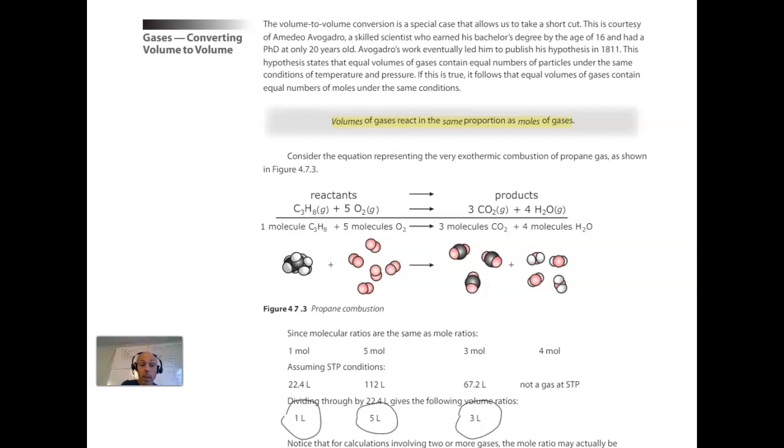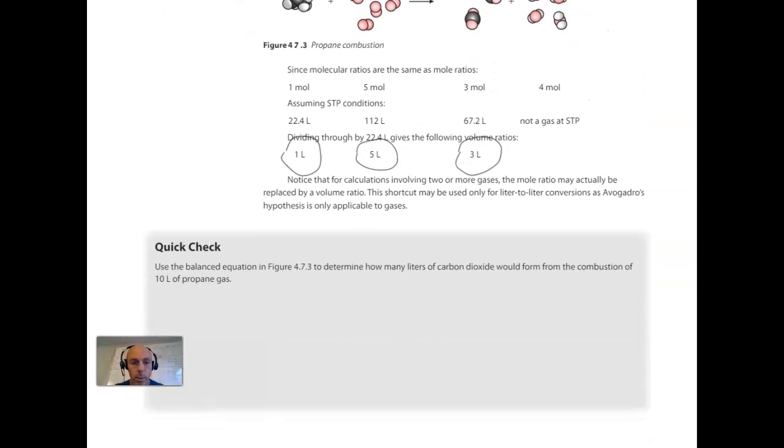If you're starting with a gas and ending with a gas, you only need to use the mole ratio to convert between the two. You don't have to divide and multiply by 22.4 or another value that you'll learn how to calculate later. So try this quick check down here at the bottom, based on what you just heard, going from liters of propane gas to liters of carbon dioxide by just using the mole ratio, knowing that, again, volume and moles are directly proportional.